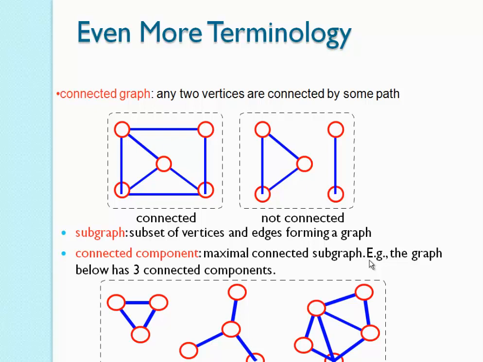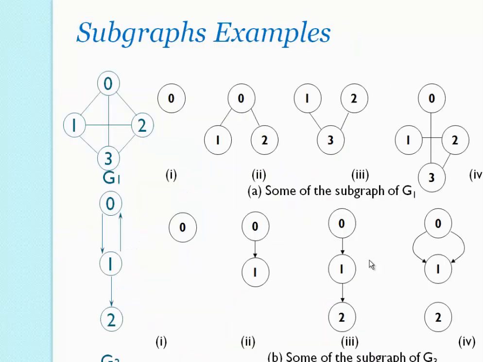Connected graph. Any two vertices are connected by some path. Subgraph. A subset of vertices and edges forming a graph is known as a subgraph. Connected component. The maximum connected subgraph is known as a connected component. Example, the graph below has 3 connected components. Now let us see subgraph examples. Here the possible subgraphs of graphs G1 and G3 are shown.